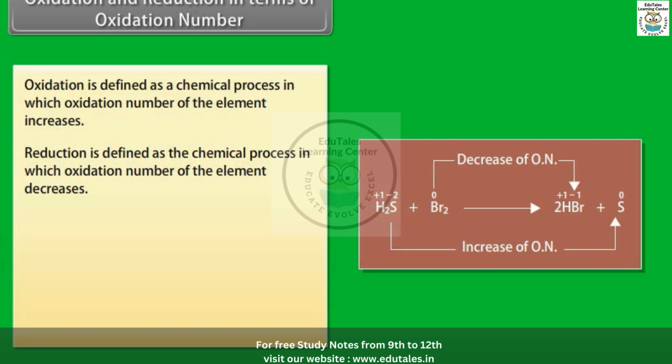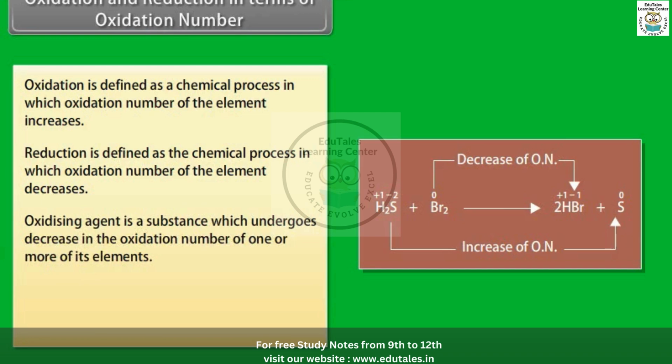Consider the reaction between hydrogen sulfide and bromine to give hydrogen bromide and sulfur. The oxidation number of bromine decreases from 0 to -1, thus it is reduced. The oxidation number of S increases from -2 to 0, hence H2S is oxidized.